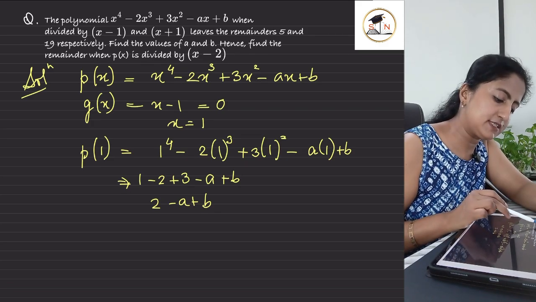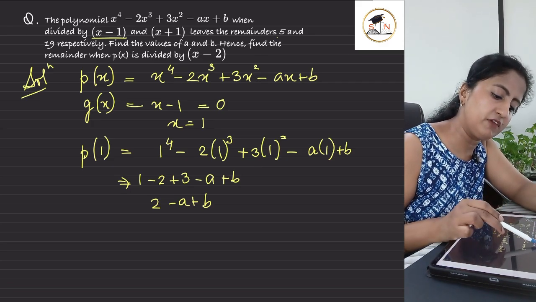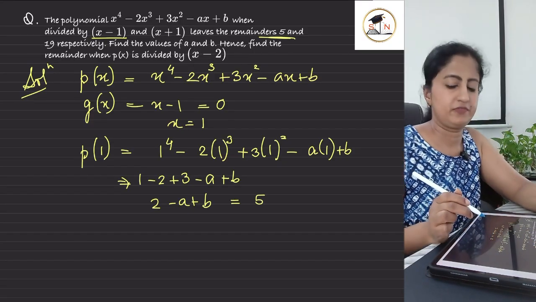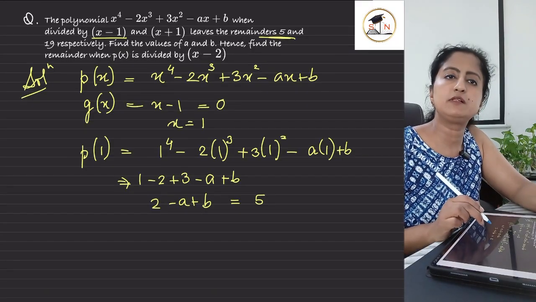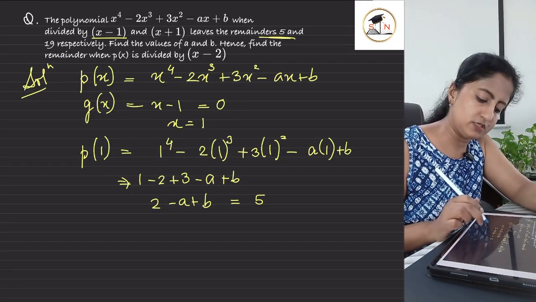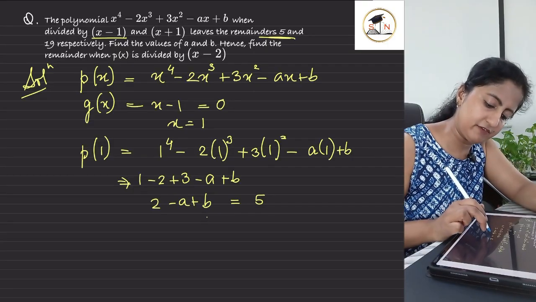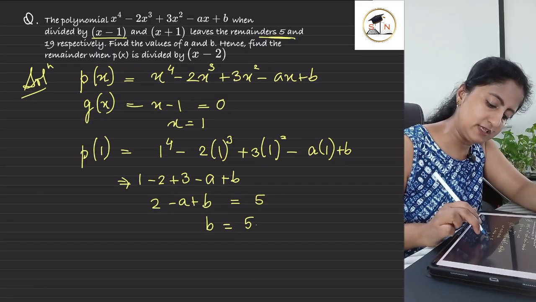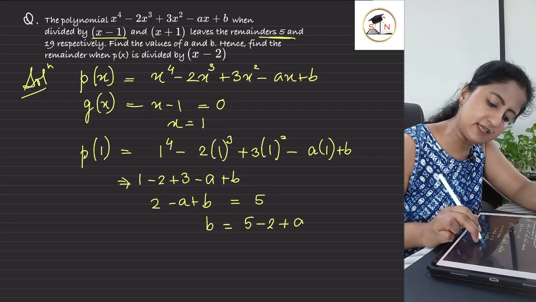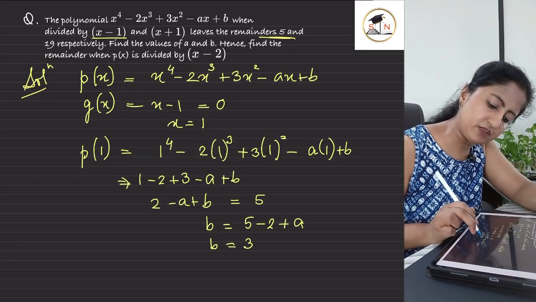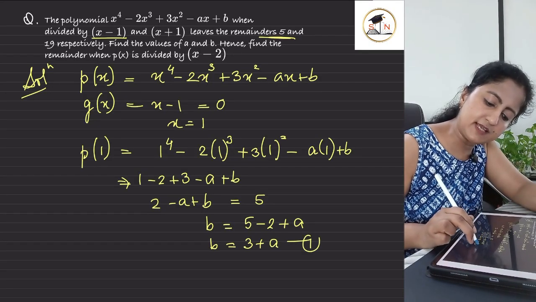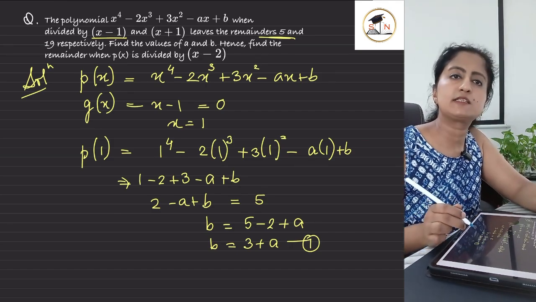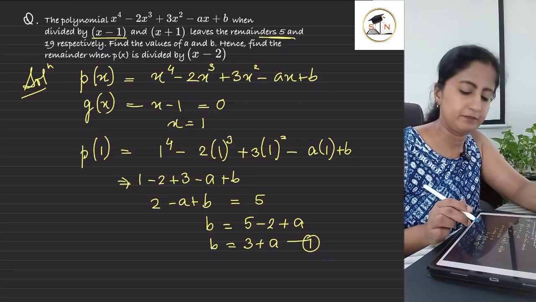Now, the question said when we are dividing with x minus 1, we were having a remainder 5. So now we need to equate this with 5. What we can see, we have got two variables in this equation. So what I'm going to do, I am going to leave b on the left and shift everything onto the other side. This will give me b equals 5 minus 2 plus a. That is b equals 3 plus a. I will number this as 1 because it becomes my first equation, which will help me to solve at a later stage for finding the value of a and b.